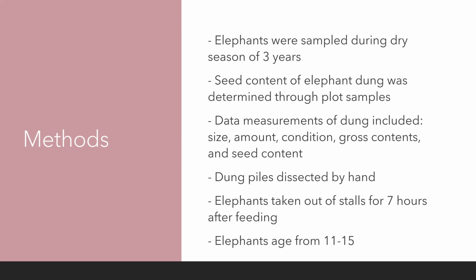And the elephants were taken out of their stalls for 7 hours after feeding. So again, consistent time. They each had 7 hours every day that they were studied, and they found that that's when the elephants would usually poop, so they were able to grab that and sample it. The elephants ranged from 11 years to 15 years, so again, that's a very good sample size, and they're close in age as well.